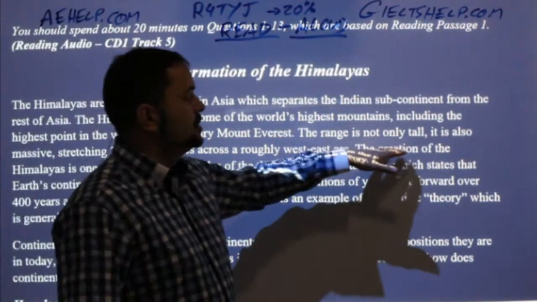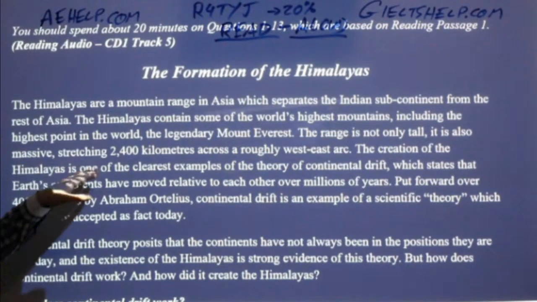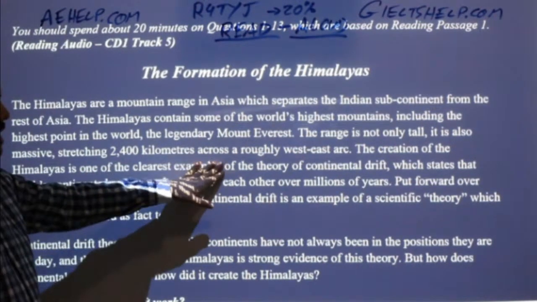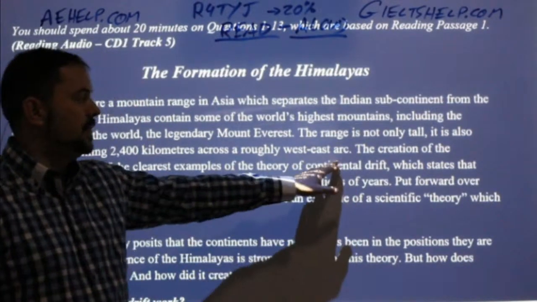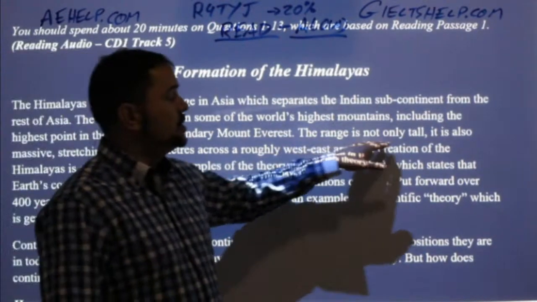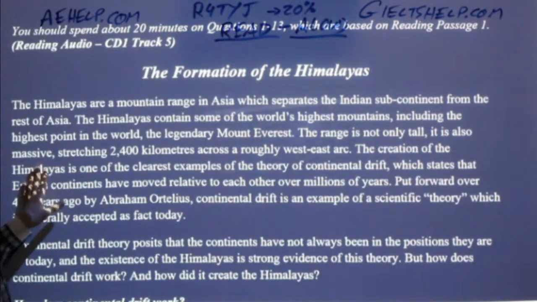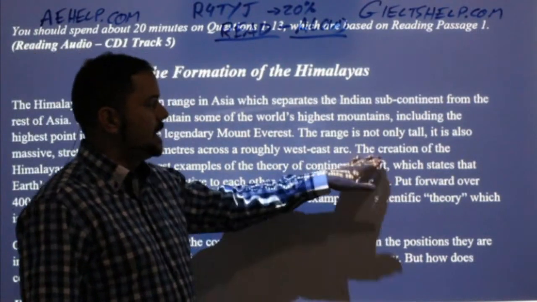The range is not only tall, it is also massive, stretching 2,400 kilometers across a roughly west-east arc. See why it's important to pronounce those twice? Okay, here we go. The range is not only tall, it is also massive, stretching 2,400 kilometers across a roughly west-east arc. Now here we go.